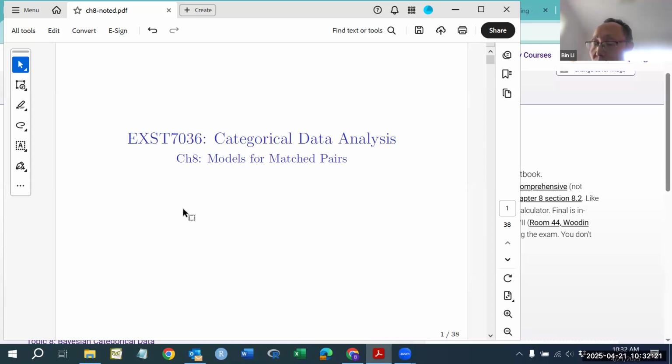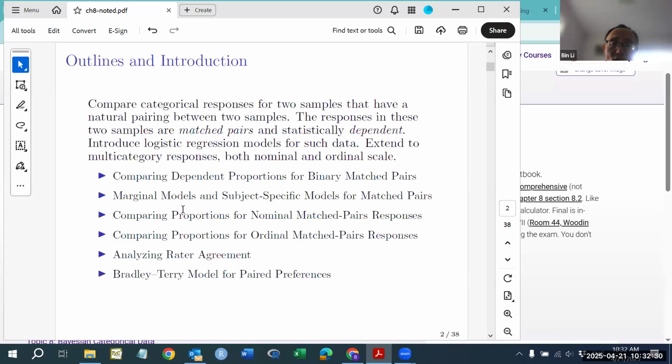There are strong reasons why we need to do matched pairs. First, let's see what matched pairs are. When we compare a categorical response for two samples that have a natural pairing between the two samples, then the responses in these two samples come from matched pairs, and that is called statistically dependent observations.